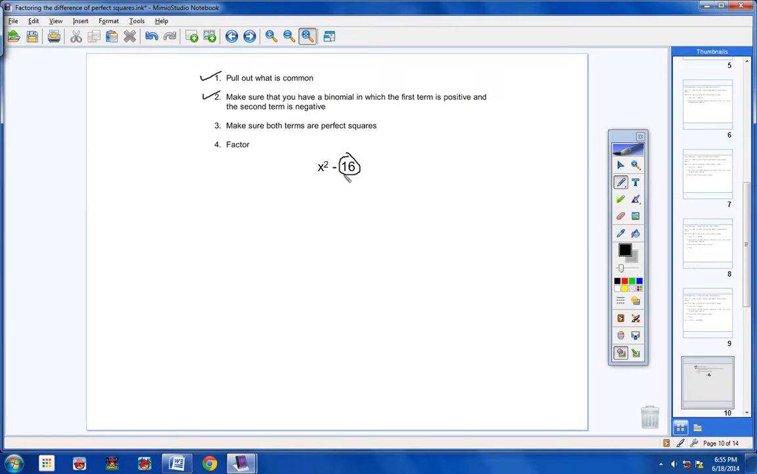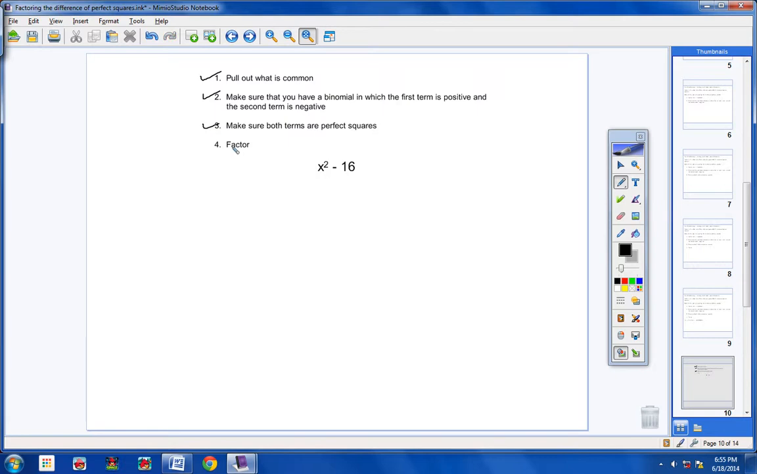Is 16 a perfect square? Well, sure it is. The square root of 16 is 4, right? Because 4 times 4 equals 16. So, I have a question for you. Are both of my terms perfect squares? Yes, they are, so we're good.